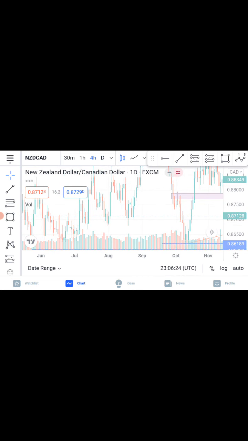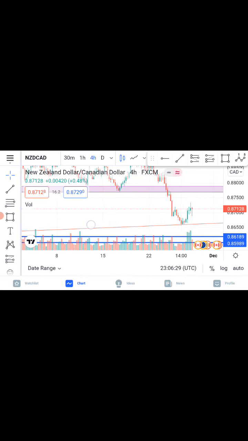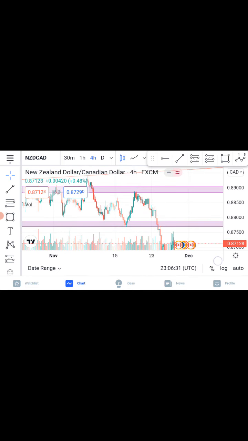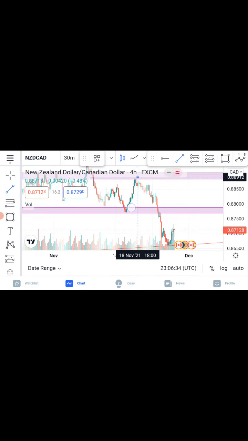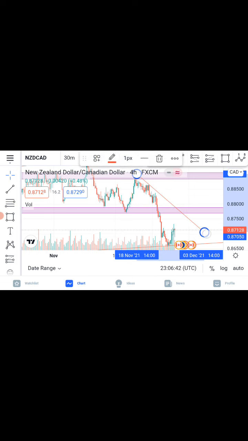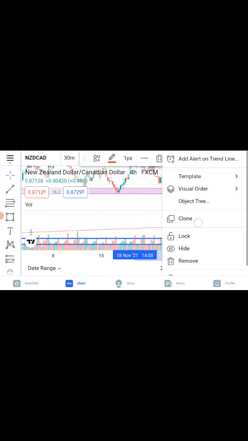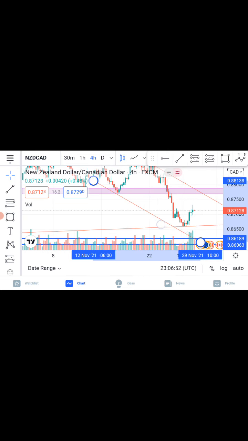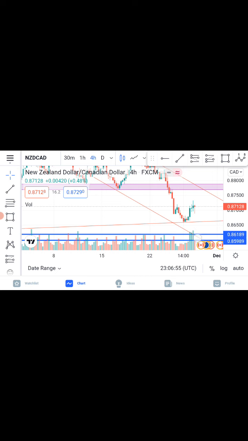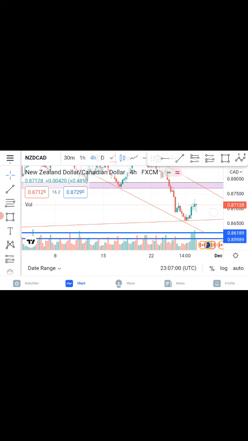So yeah, guys, this is the current setup on NZDCAD. So yeah, let's go back to the 4 hour. On the 4 hour, we have our market over here. Then I can construct maybe a downtrend over here. Just make sure it caters all of my levels over here. So here I was in a bearish trend. There's the trend that I'm talking about over here.